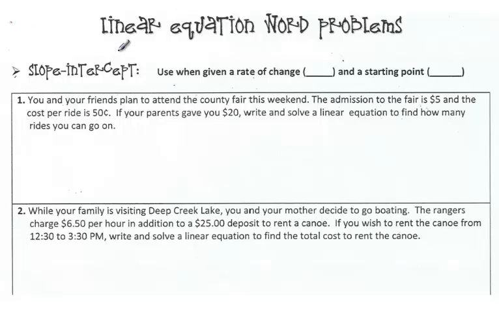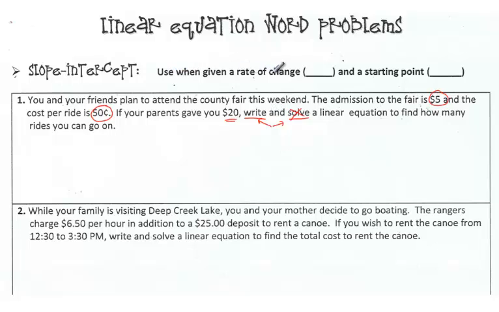The first problem. You and your friends plan to attend the country fair this weekend. The admission to the fair is $5, and the cost per ride is 50 cents. If your parents give you $20, write and solve, this is an indication that I should be doing two things here, a linear equation to find how many rides you can go on. So I'm not worried for the time being about the solving part. I want to focus on the writing part.